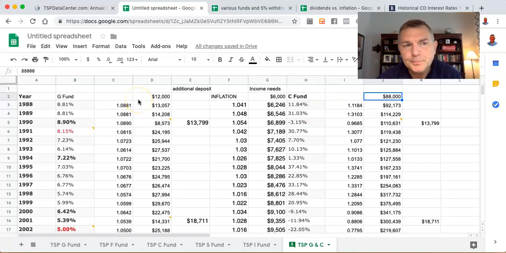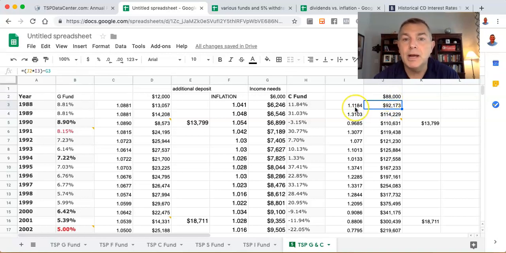Excuse me. All right. So whichever fund or bucket did better, that's where we're taking the money from at the beginning of the next year. In this case, in 1988, we started with $12,000 in the G Fund. The G Fund is up 8.81. The C Fund is up 11.84. So for the G Fund, we take the $12,000 and multiply it by 8.81%, and it gives us an end-of-year value of $13,057. The C Fund, on the other hand, we started with $88,000. But because it did better than the G Fund, what we have to do is take 88, all right?